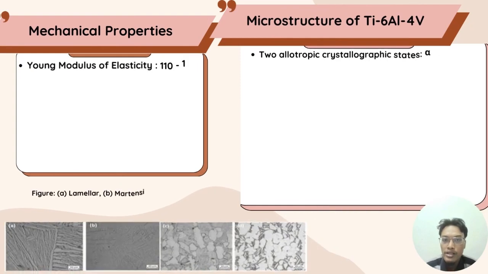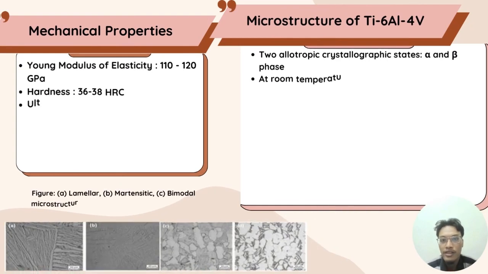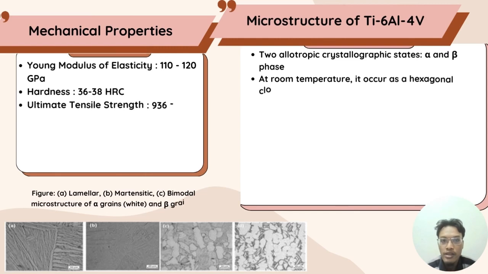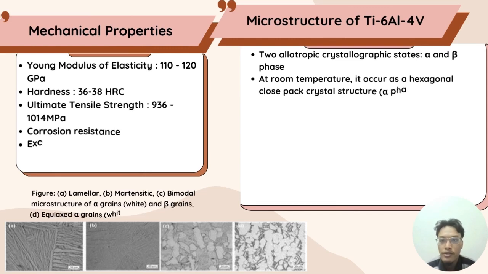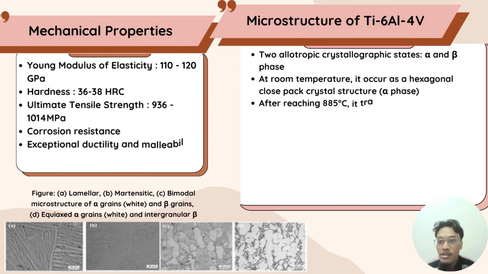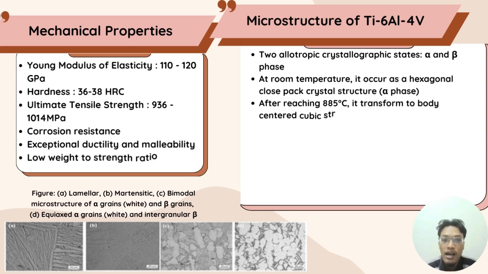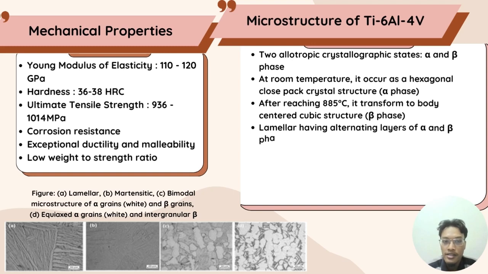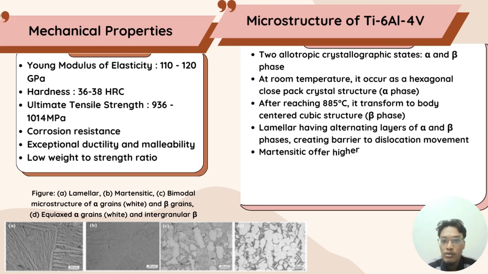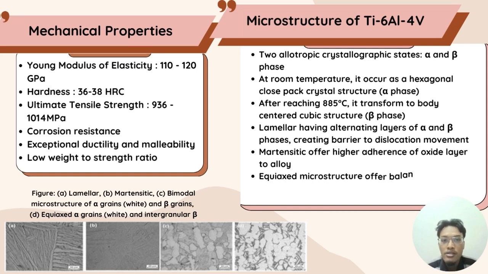Moving on to the mechanical properties and microstructure of titanium alloy sheets Al4V, which may be slightly different based on its processing methods, heat treatment, cooling rates, and other factors. It also has a much lower modulus of elasticity than stainless steel, between 110 to 120 gigapascal, which allows for reduced stress shielding and prevents the implant from loosening.